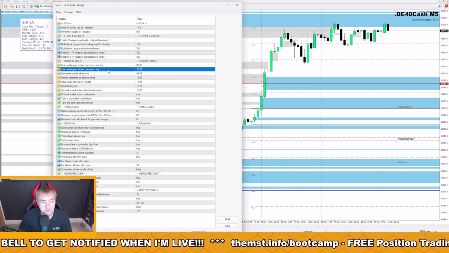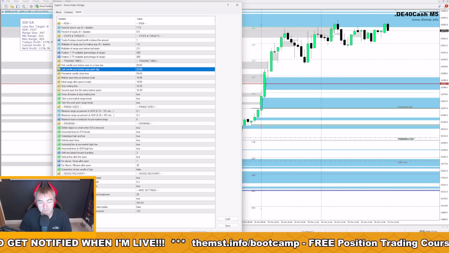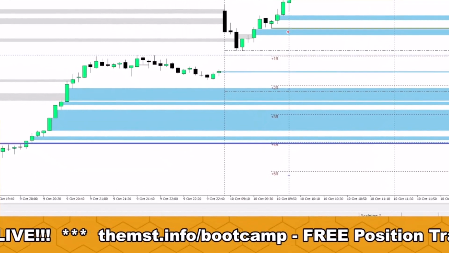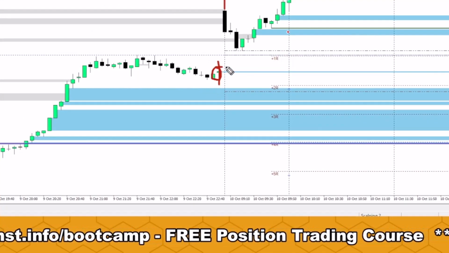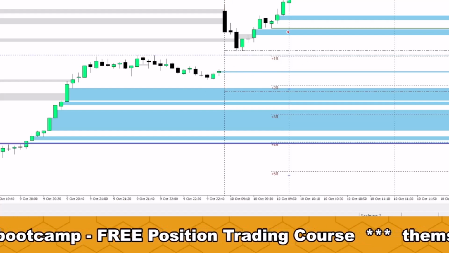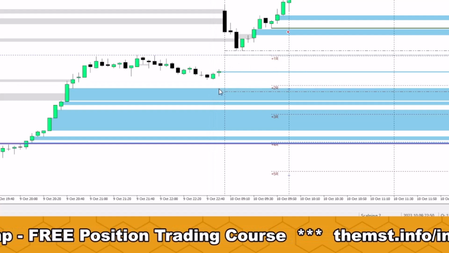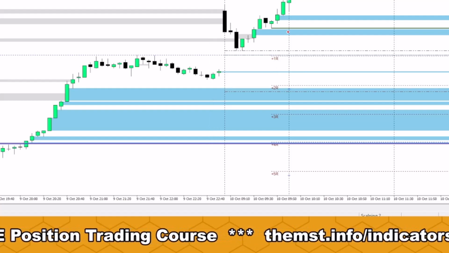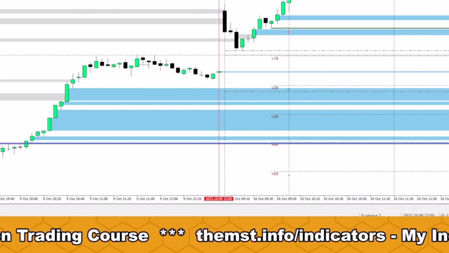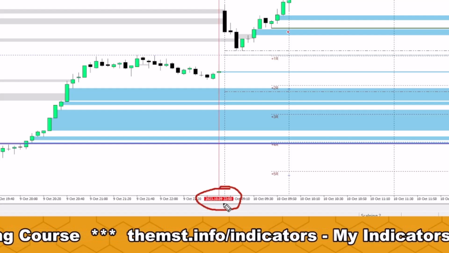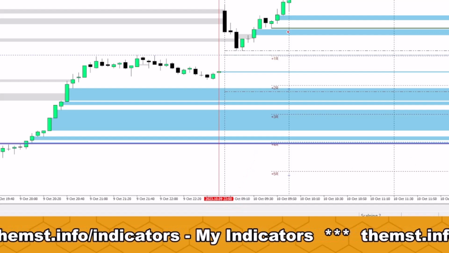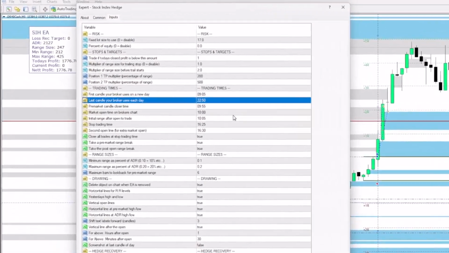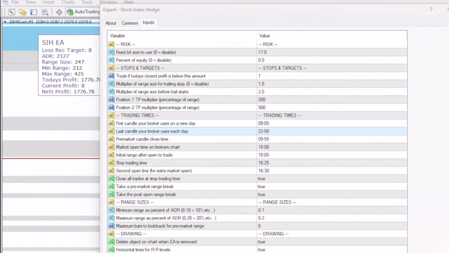The last candle your broker uses each day is fairly self-explanatory, it's the opposite. The last candle is this one here, which closes at the very end of the session. This is the day, and that is obviously the last candle of the previous day. As a little hint, if you get the vertical line tool and draw it on that candle, it will display down there that candle's time. In this case, it's 22:50. So 22:50 is my last candle of the day on this particular broker, and that is what is entered there. Again, the lines will be drawn to that time there.